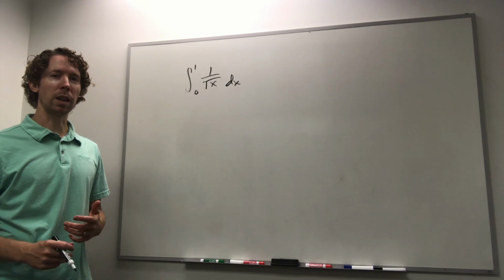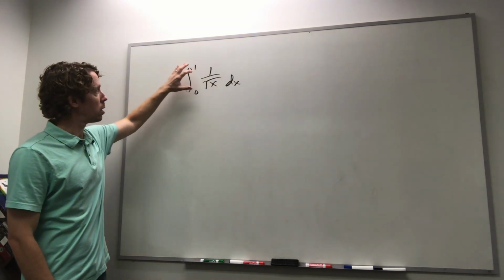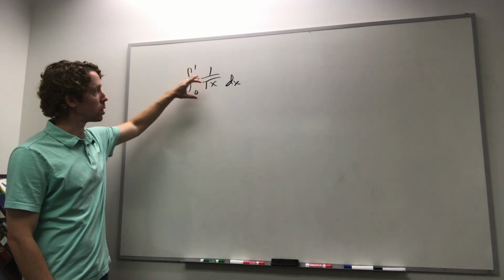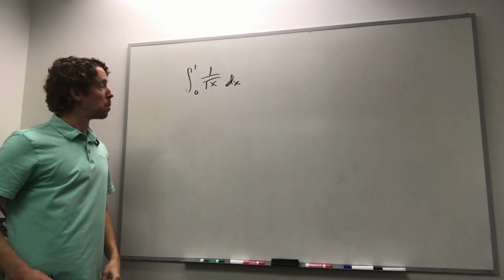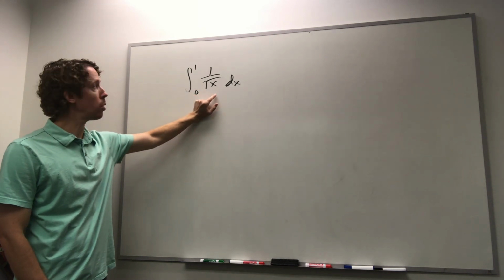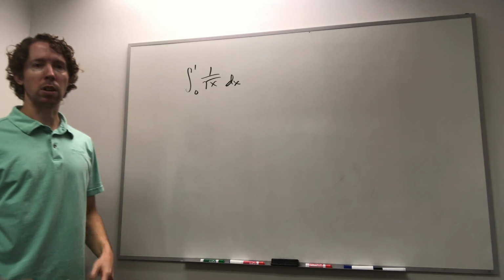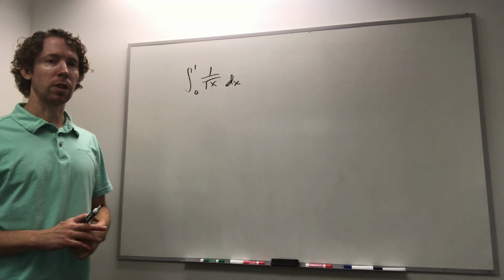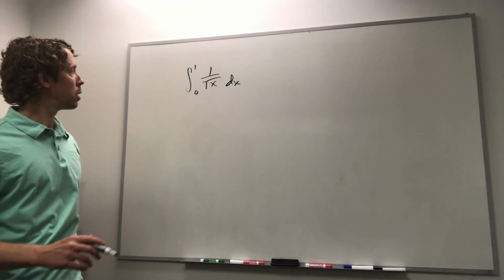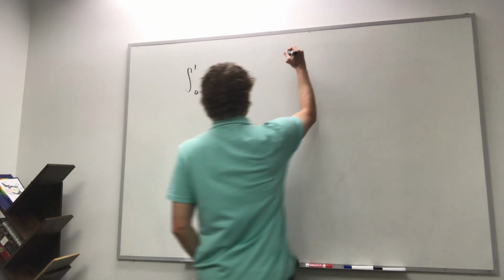I want to see if I can get my hands on an expression for the area from 0 to 1 underneath the function 1 over square root of x. But I know that if I plug in x equals 0, this function is not defined there. So this is what is called an improper integral. The function is not defined at this bound. I want to think about what the graph looks like real quick.